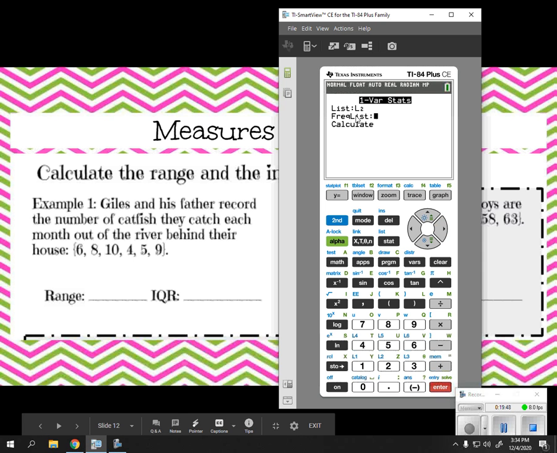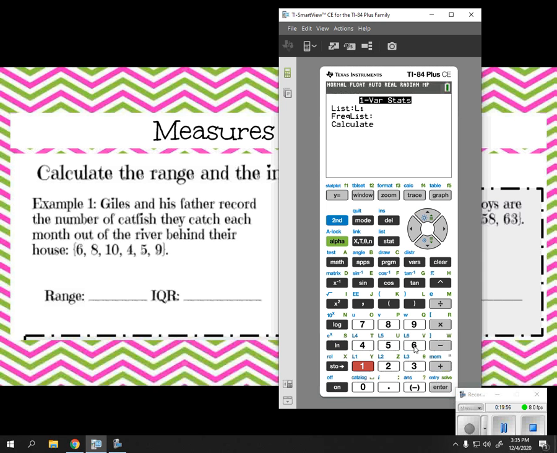Now look, L2 is still in there, so I want to go back because there's nothing in L2 right now, and I'm going to change it to L1. So you have to watch out for that. You could clear out the whole calculator and reset it. That is something else you can do, but pay attention to that if you are making a change.